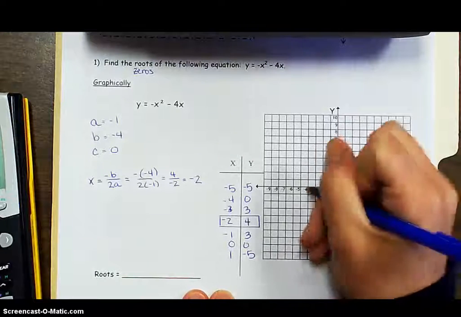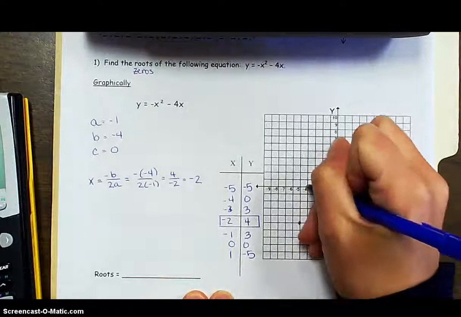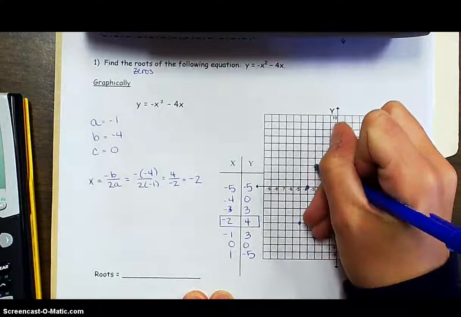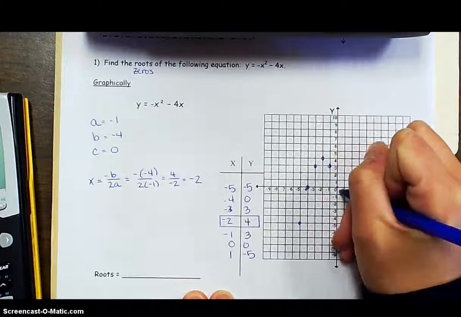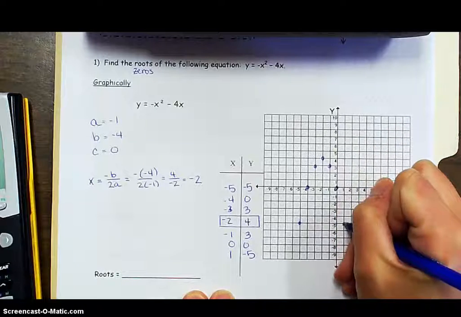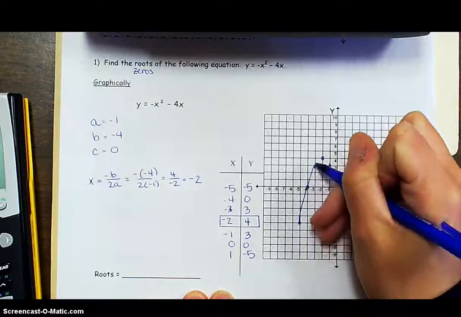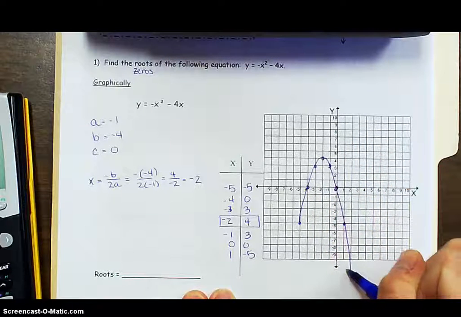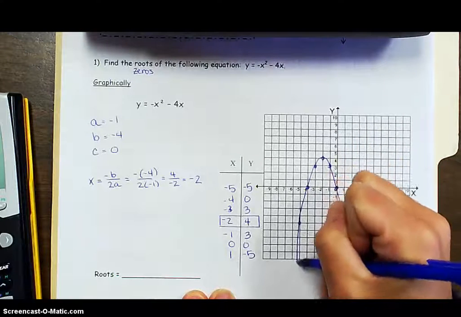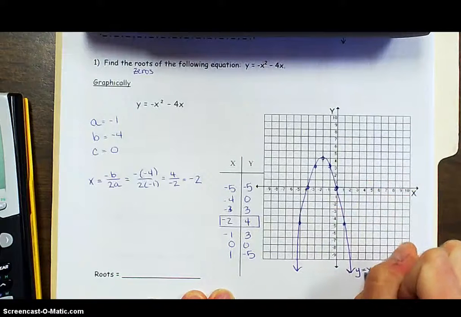We're going to plot our points: negative 5, negative 5; negative 4, 0; negative 3, 3; and then we go back down. And remember, when you graph your parabola, we do have to connect all the points, but we also have to extend all the way to the bottom of the graph, and then label at one of the arrows.